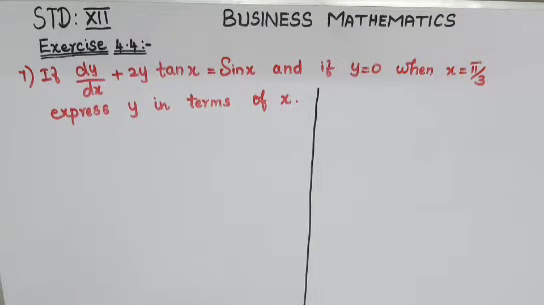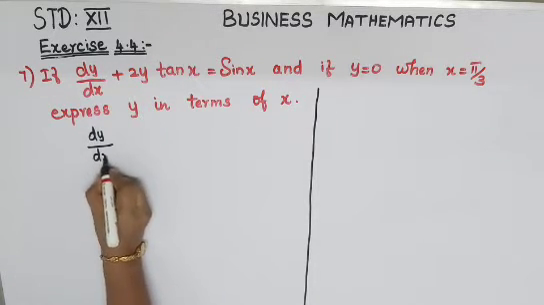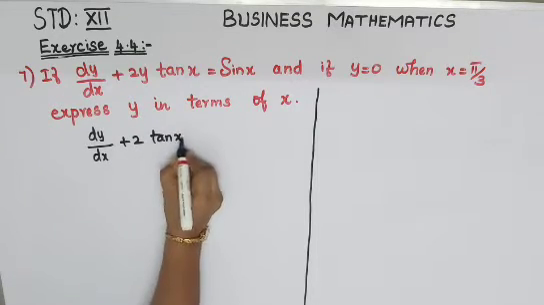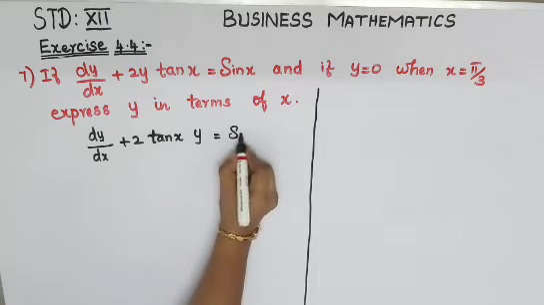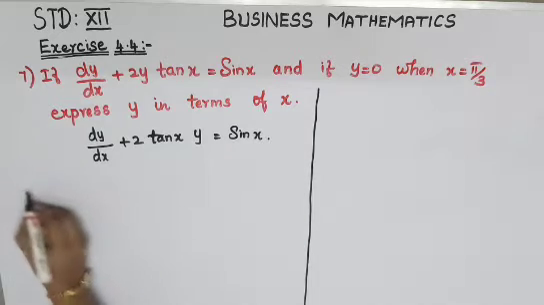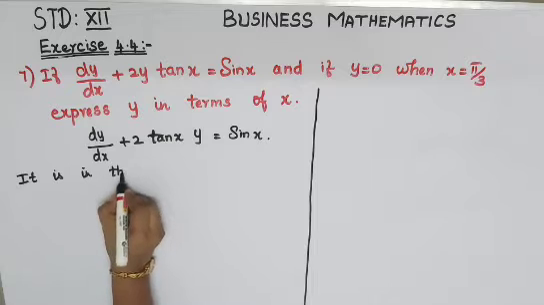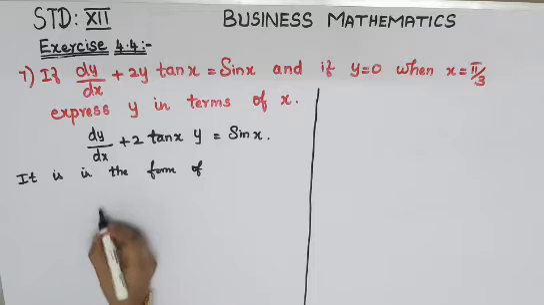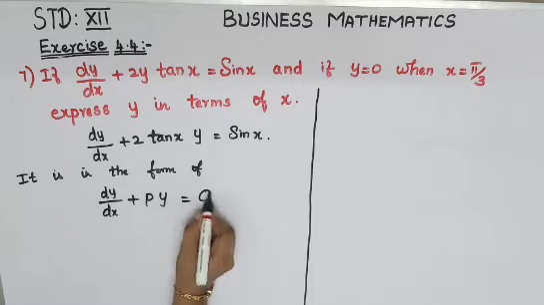So first we'll have to get the format. To get your format, write dy by dx plus 2 tan x into y, removing y outside, that is separately, that is equal to sin x. So now it is in the form of dy by dx plus py is equal to q.